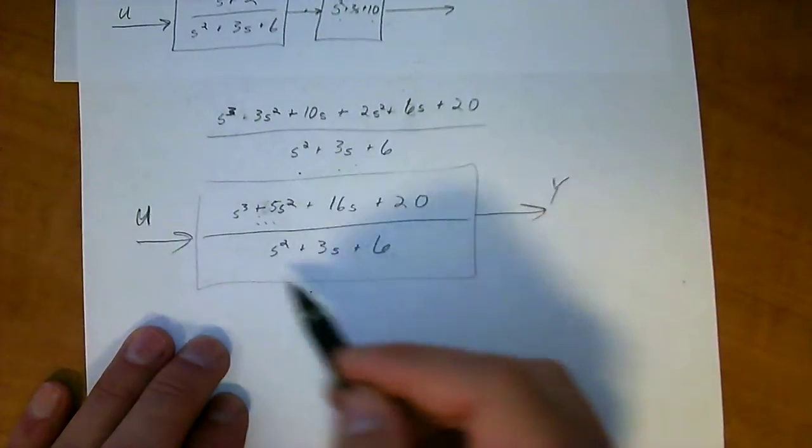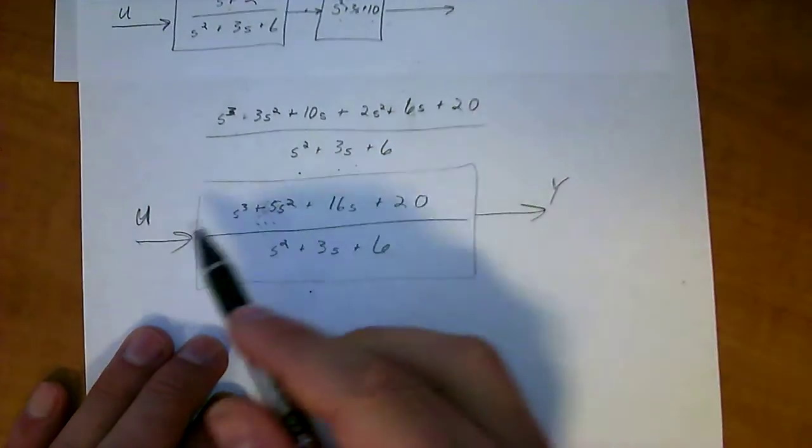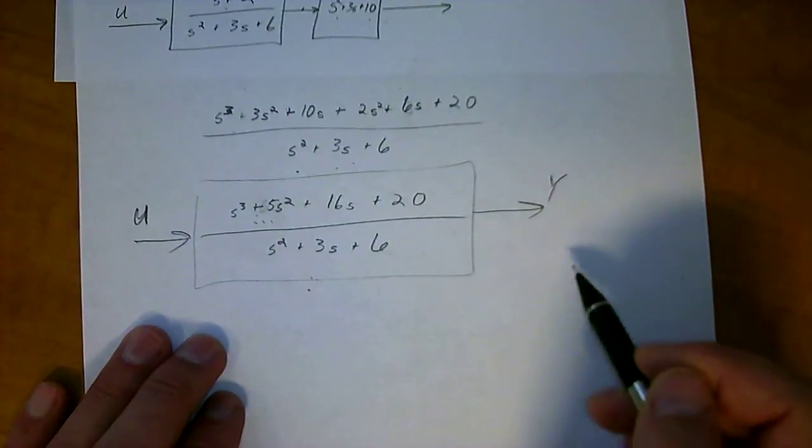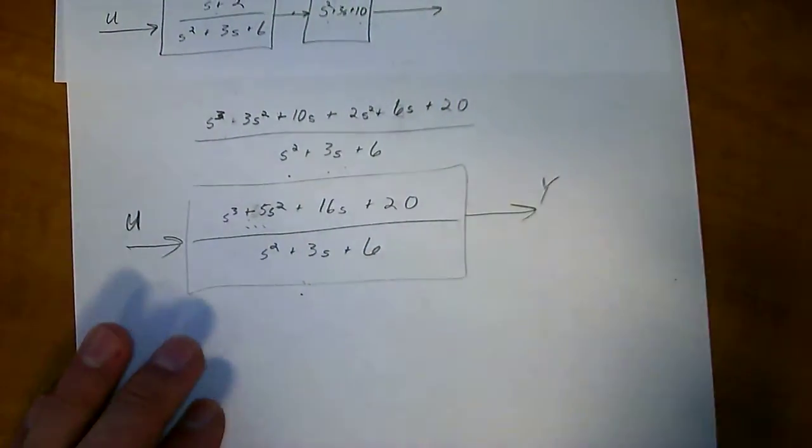But this is basically your transfer function. You can either put it in this block like this, or set it equal to y over u, however you want. But that's how you reduce a block diagram.